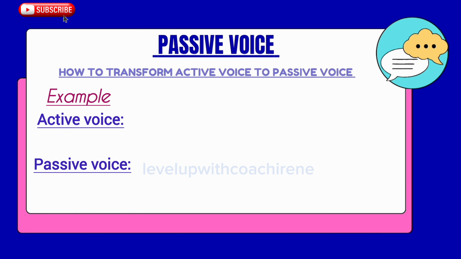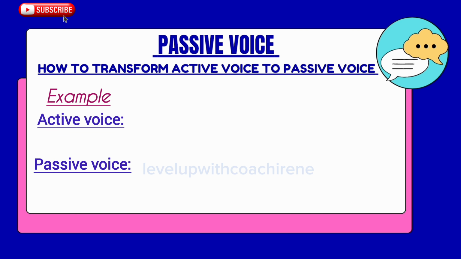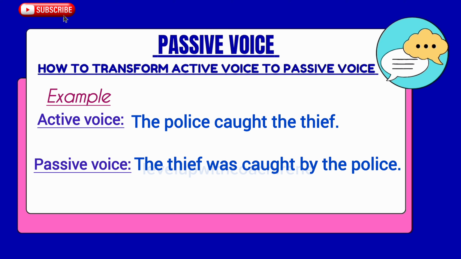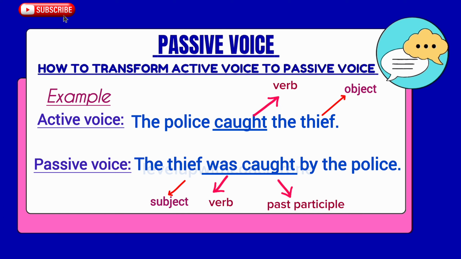Let us see how to transform from active to passive voice using this active voice example. The police caught the thief. The passive voice becomes the thief was caught by the police. In this sentence, the object of the active voice, the thief, becomes the subject. The verb caught is changed to was caught.